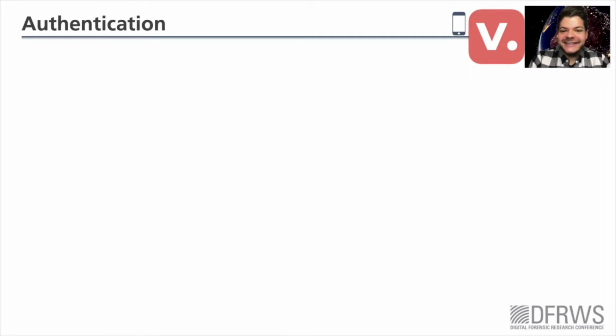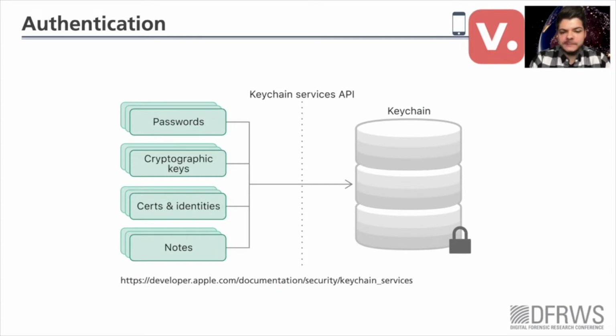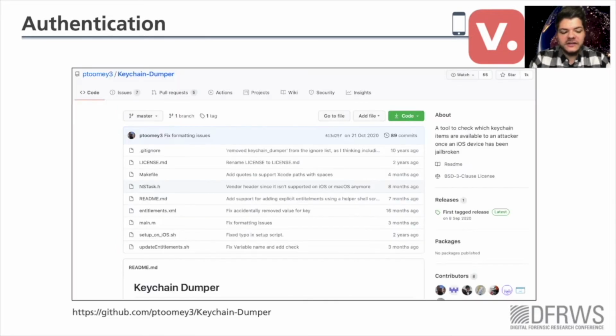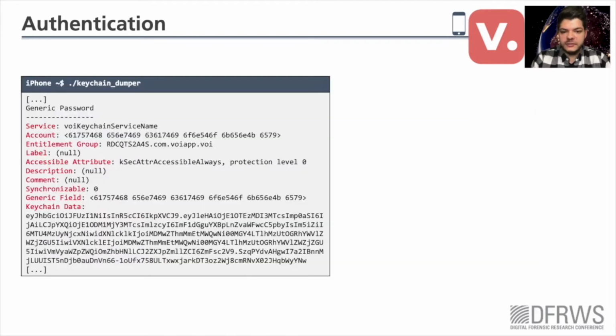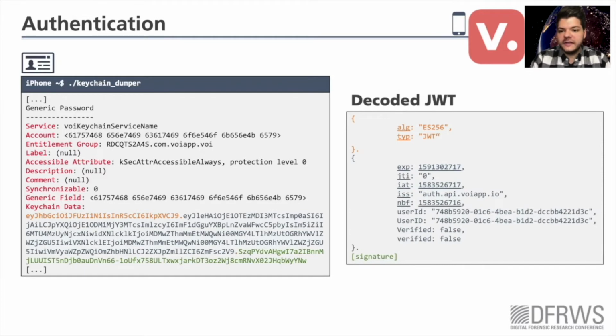Okay. Voi, for example, does it in a different way. On iOS, they make use of the Apple keychain, which developers can use to store data such as passwords, cryptographic keys, and stuff like this. And luckily, there is the so-called keychain dumper, which you can find on GitHub, which can be used to extract data from the keychain. Of course, if your iPhone is jailbroken. For Voi, the interesting entry looks like this.